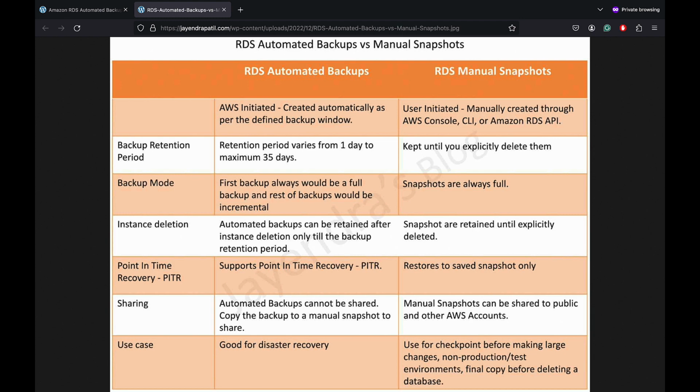So that's it for a quick comparison of RDS automated backups and manual snapshots.